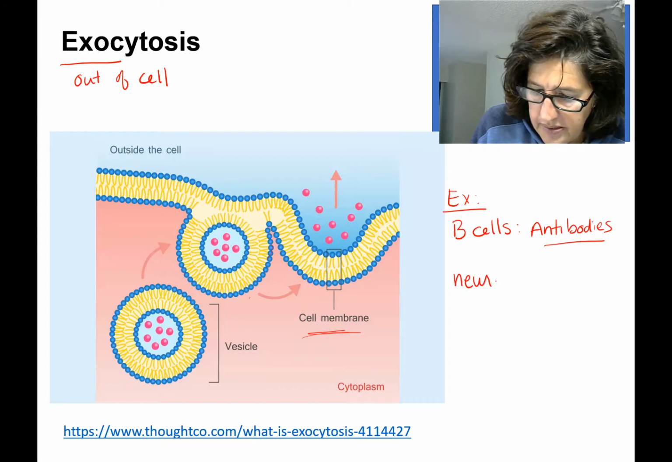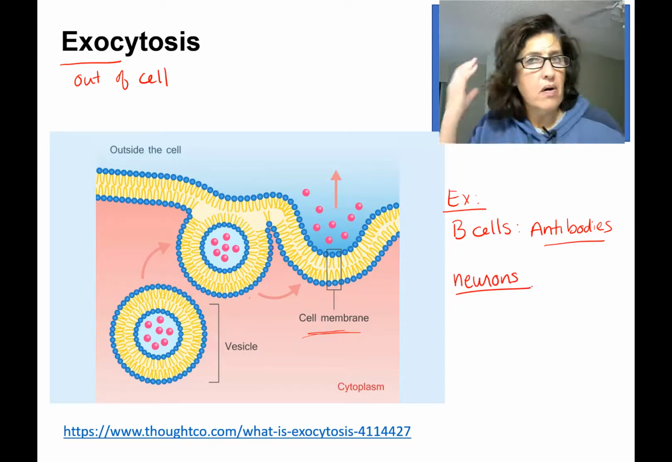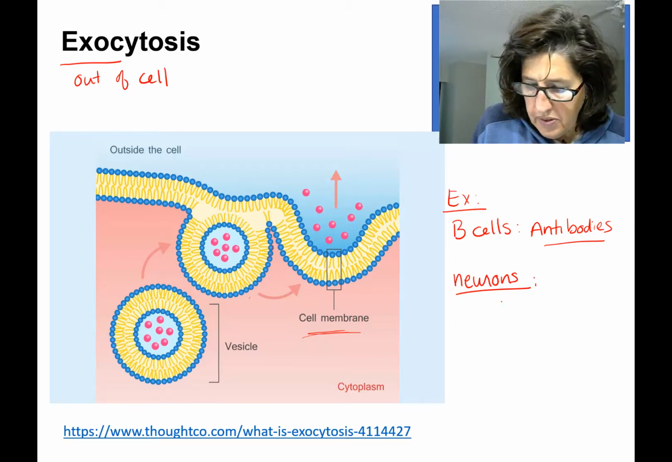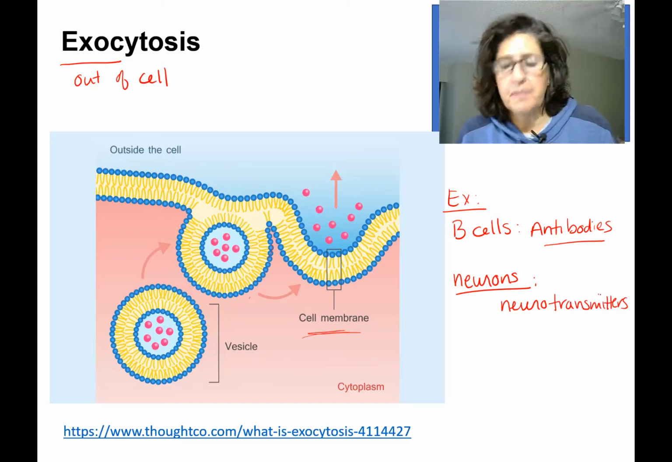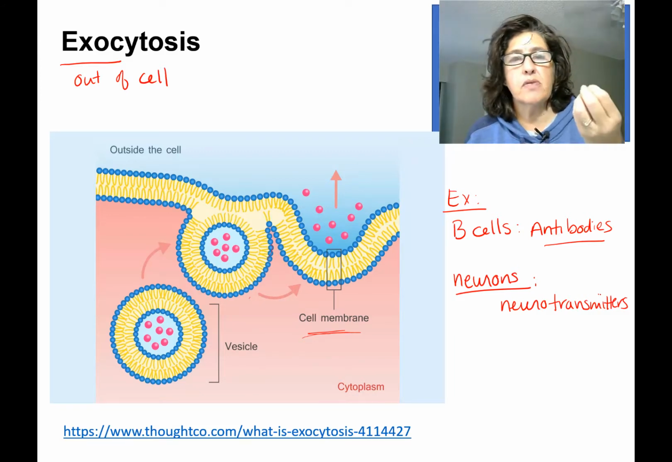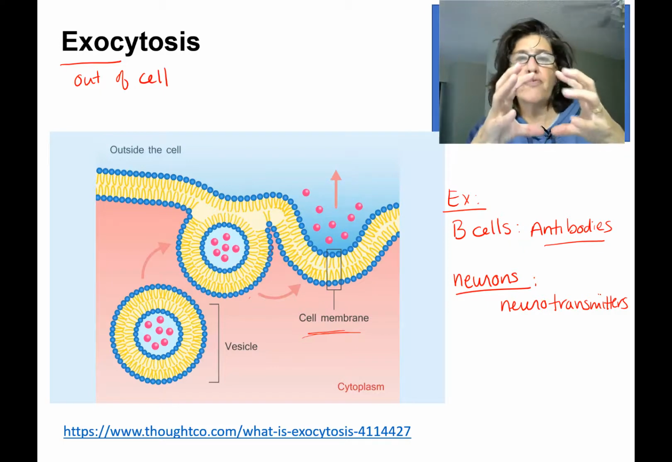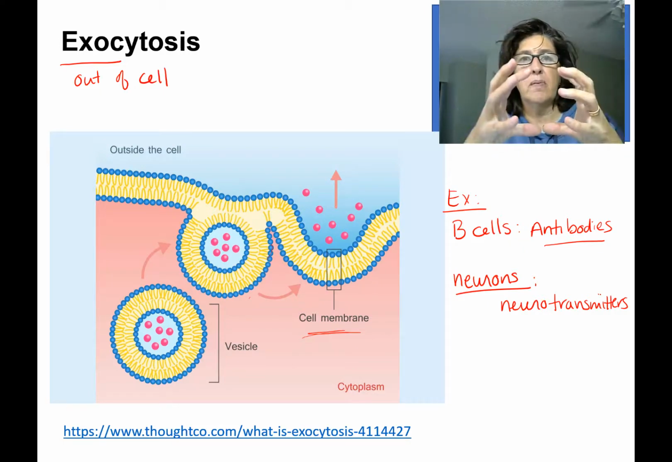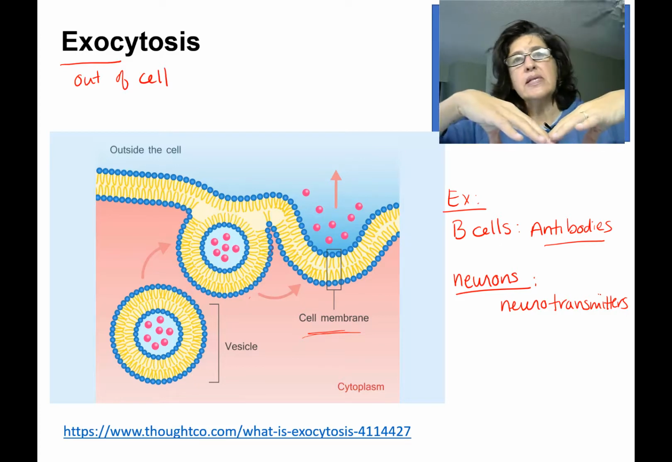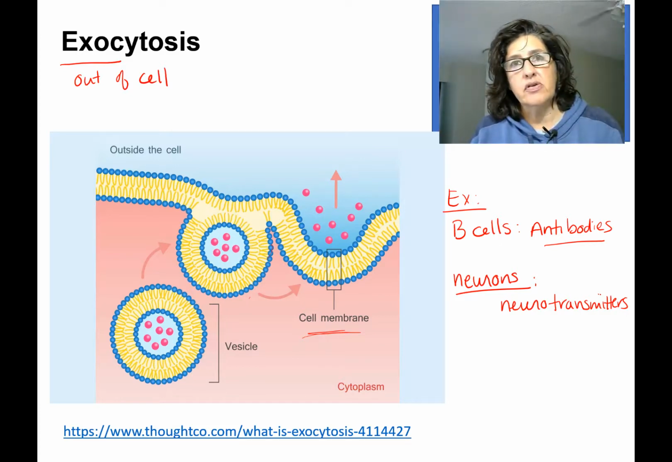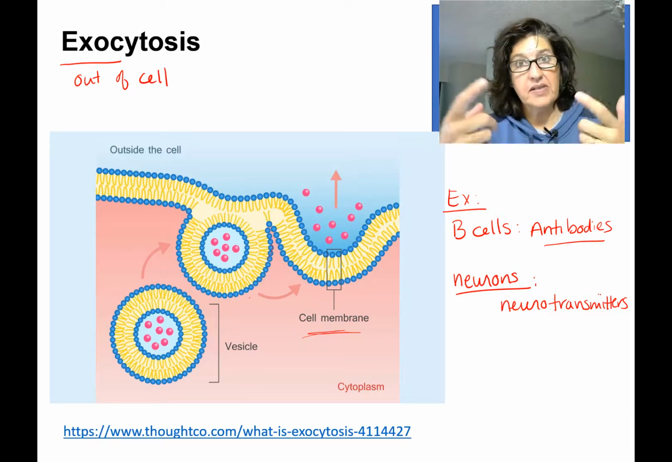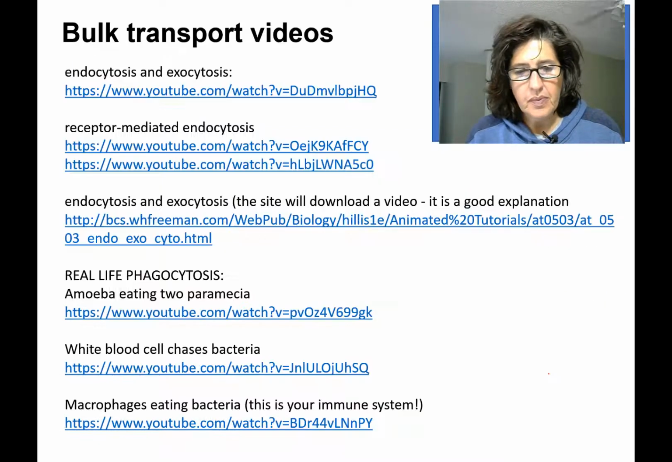Another example is with neurons. So all those signals and neurotransmitters, and you will learn about those in cell biology, physiology. Neurotransmitters are little molecules that send signals from one cell to another. And so neurons will make a vesicle full of neurotransmitters. That vesicle will bind at the plasma membrane and release all those neurotransmitters to the next neuron so that you can have signals happening. So those are the basics of bulk transport.